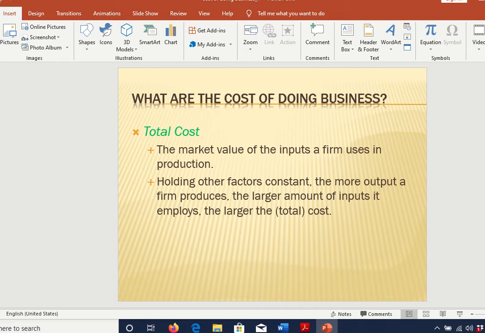The more output a firm produces, the larger amount of input it employs, the larger the total cost, holding other factors constant. Okay? So that should make sense. I mean, if we want to produce more output, we do need to use more inputs. So that gives us a larger total cost.